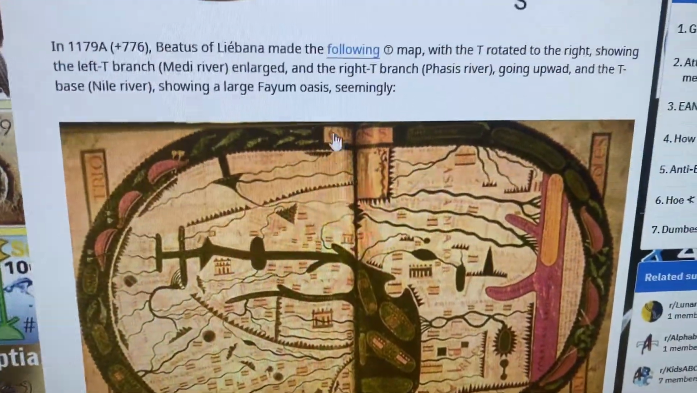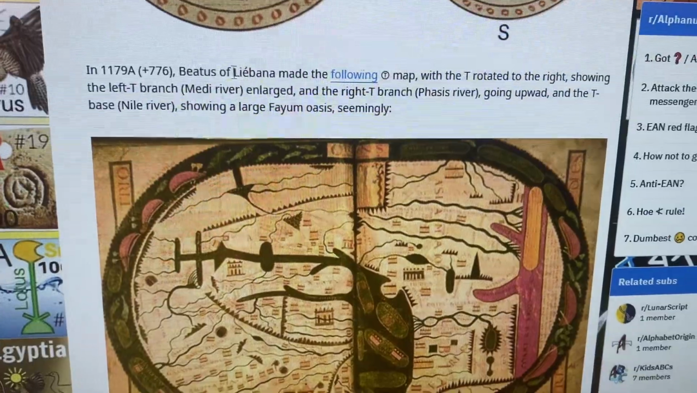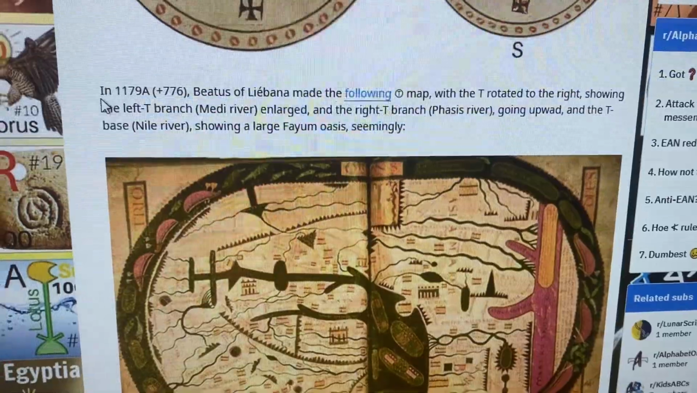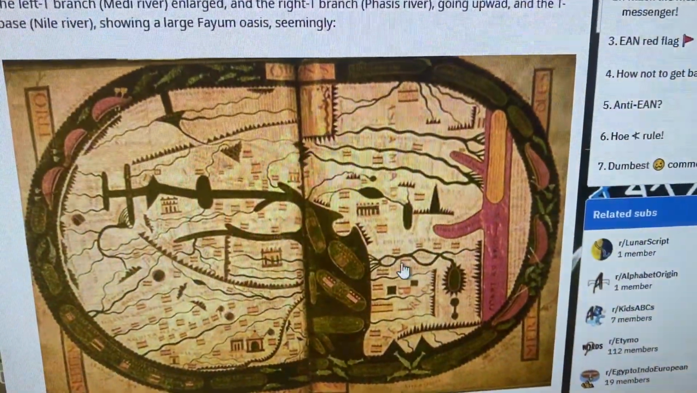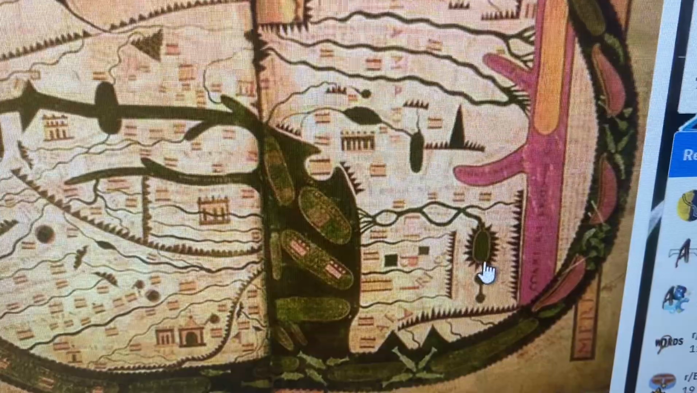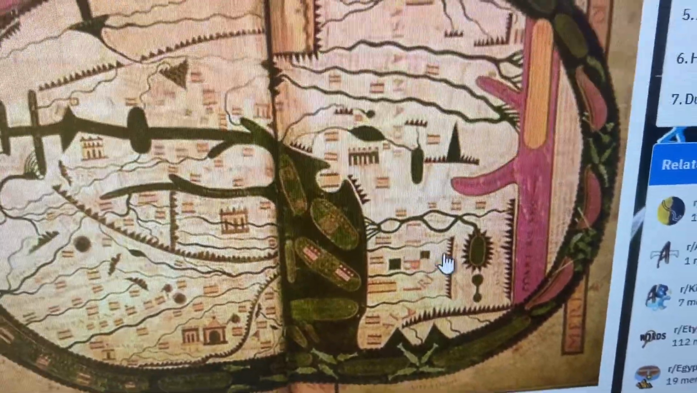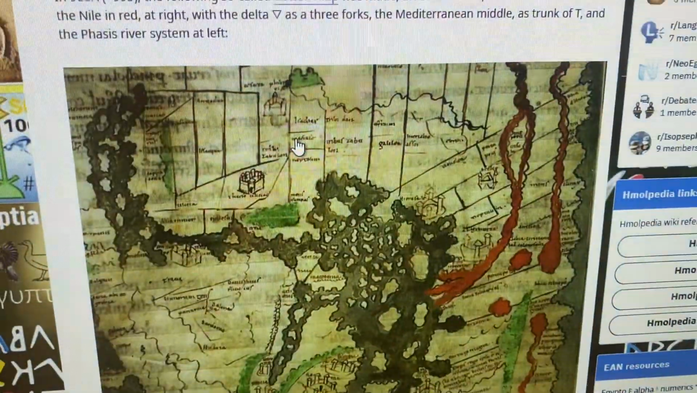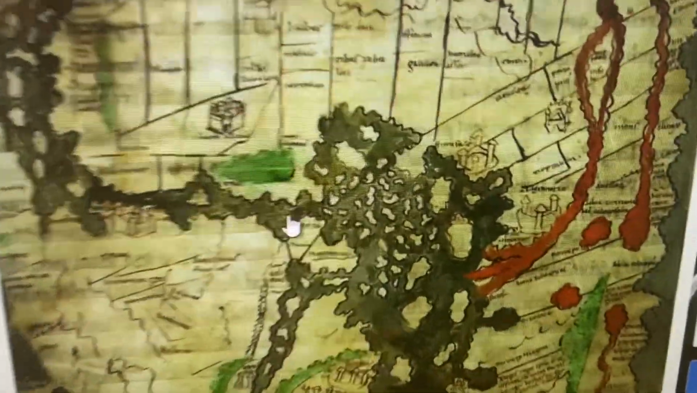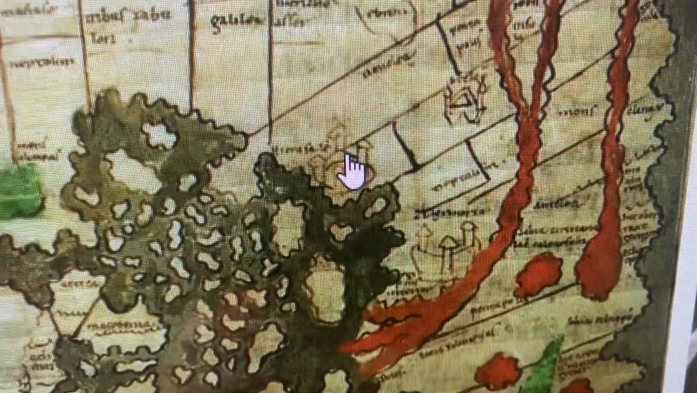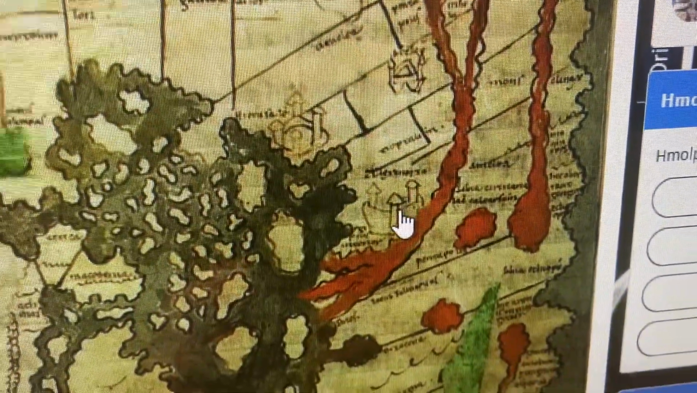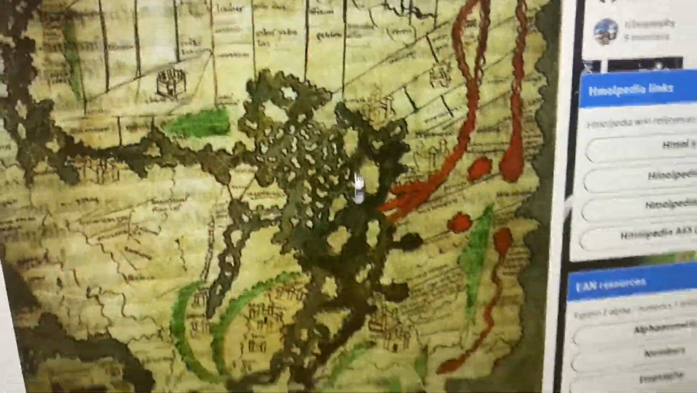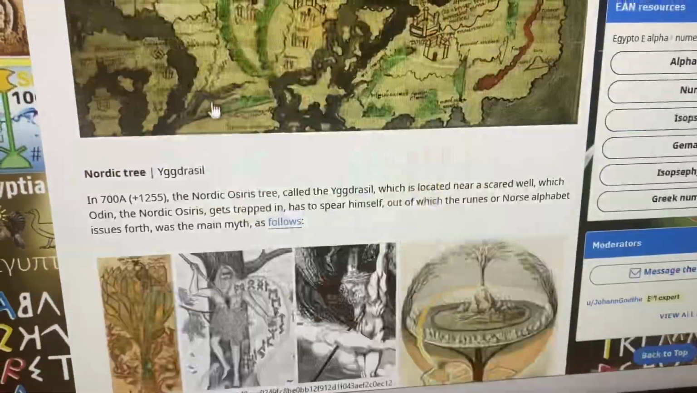Here's the Beatus of Liébana TO map from plus 776 or 1179 A. Where we see the Mediterranean here. This is the Nile. That's the Delta. This is the Fayum Oasis, and this is the Phasis River. Here we see another TO map, where right here we see the 4 pillars of Byblos. There's the 3 pyramids of Egypt. That's the Delta, and the Nile River is red. This is the Mediterranean. This is the Phasis River.